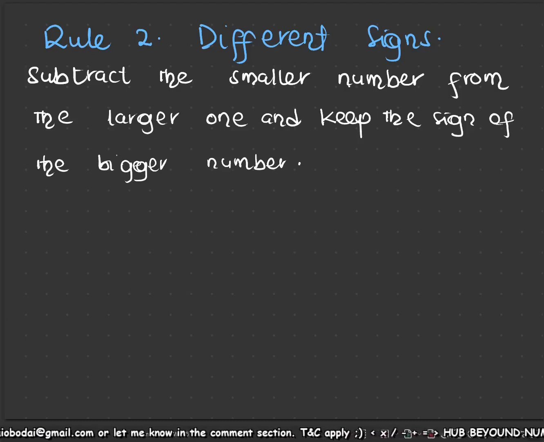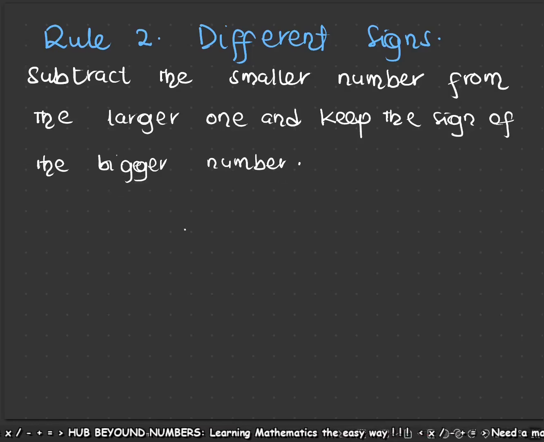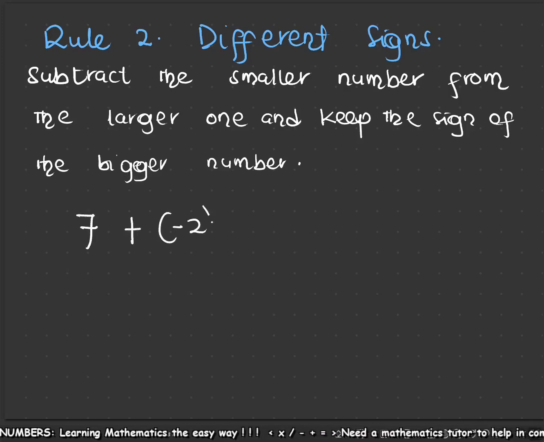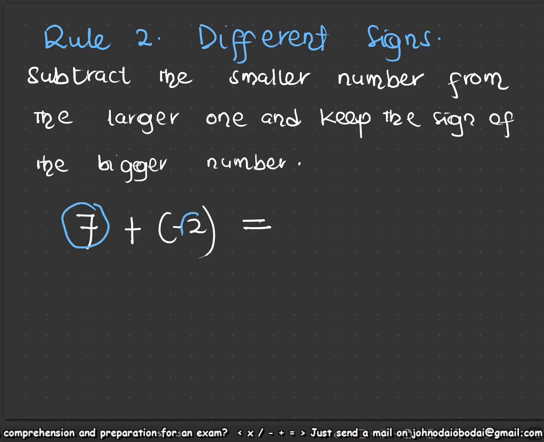If we want to add integers of different signs, the rule is saying, let's subtract the smaller number from the larger number, and we keep the sign of the larger or bigger number. What does this mean? If we have 7, and we are adding it to negative 2, if you look at it carefully, we are adding different signs. This is a positive, whilst this is a negative. So what it is saying is, let's subtract the smaller number from the larger number.